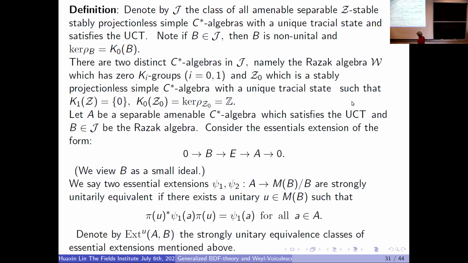So you answered my question about the non-commutative case. So B is the compact operators. B is not the compact operators. Yeah, B now think about it like the Razak algebra.